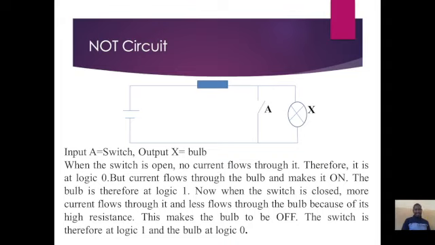At A, that is the input. At X, that is the output. Let's say X is a bulb and A is a switch. So then, when the switch is open, as it is there, no current flows through it. Therefore, it is at 0. So the input there is 0.